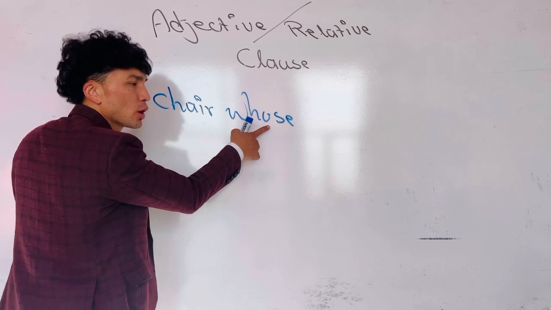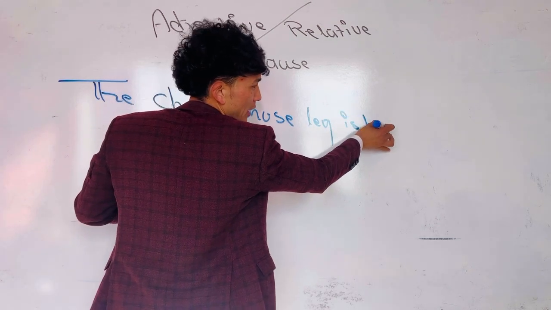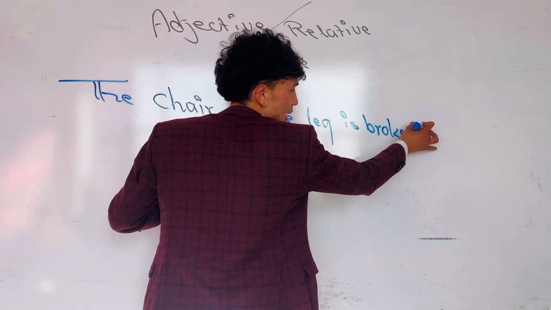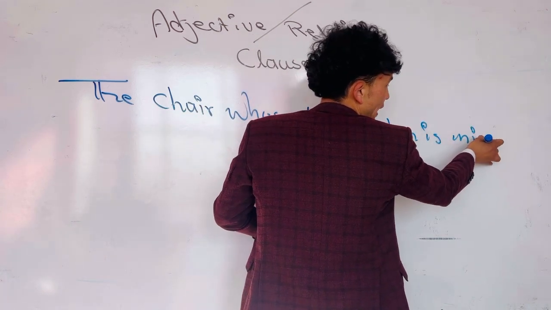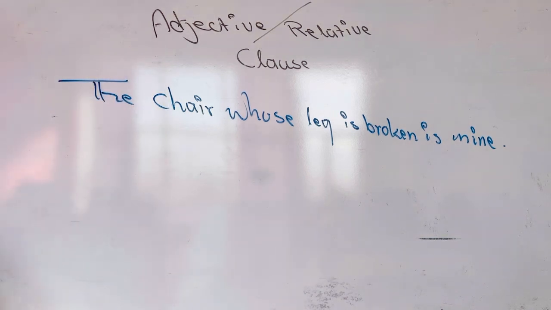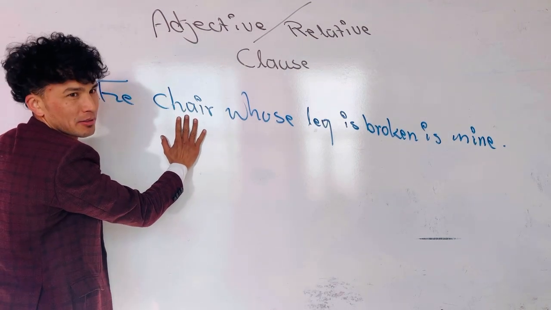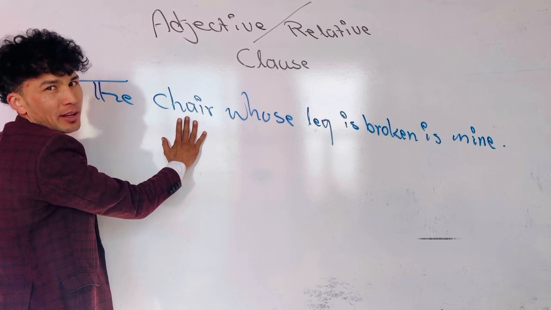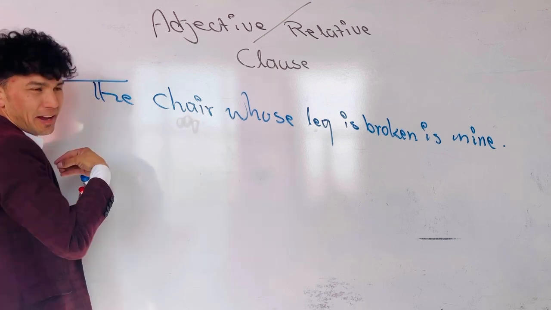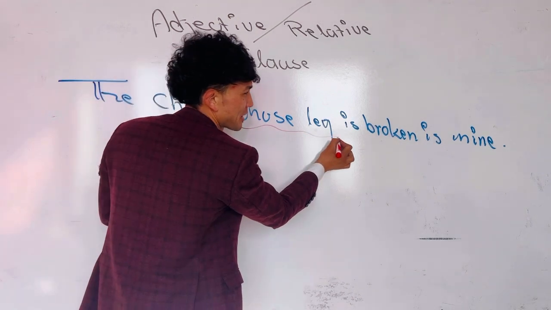The chair whose leg. Do you know leg is broken? The chair whose leg is broken is mine. Look at the chair. Leg is broken is mine. Correct. Now, this leg belongs to the chair. The chair whose leg is broken. You understood? Which part do you think is the adjective class?